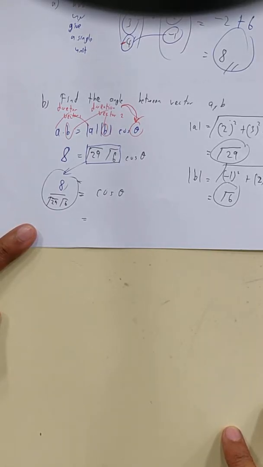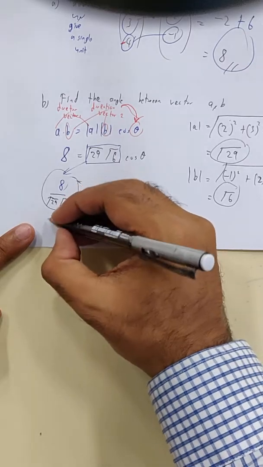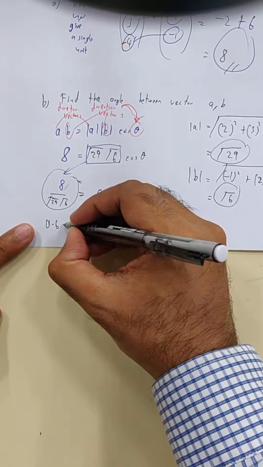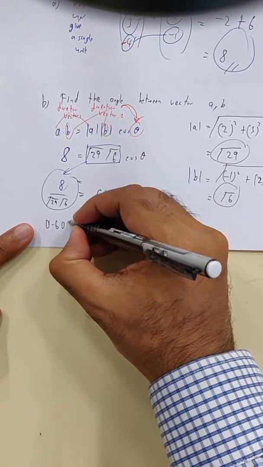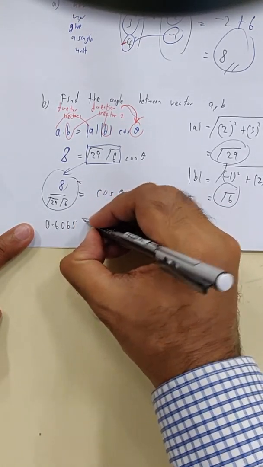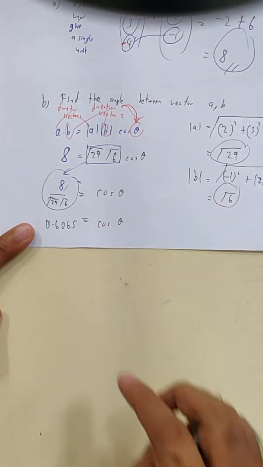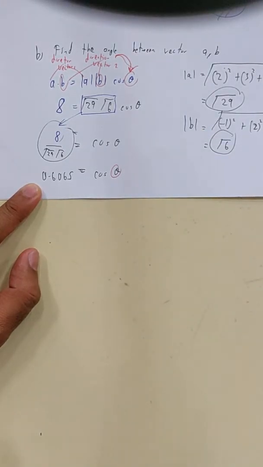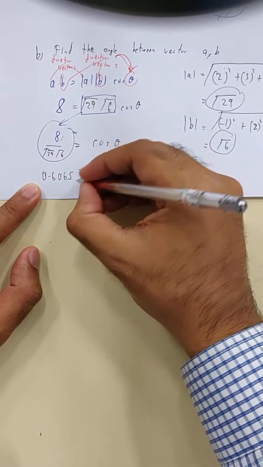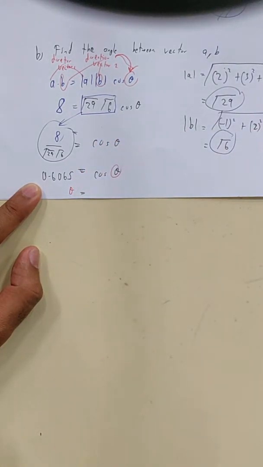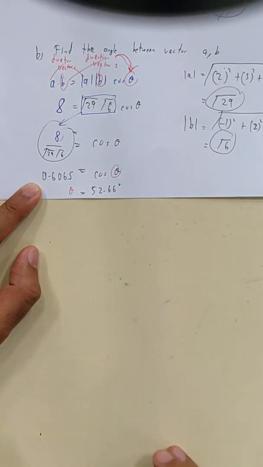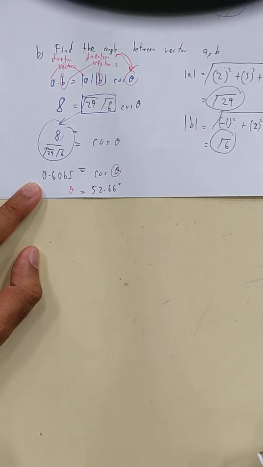Please divide them correctly. 0.6006. And it's a cos theta. Do I want a cos theta? I just want a theta, so how do I get just a theta? You shift cos them, so what do you get? 52.66 degrees. Do we get the same?